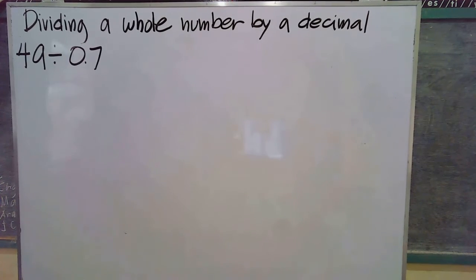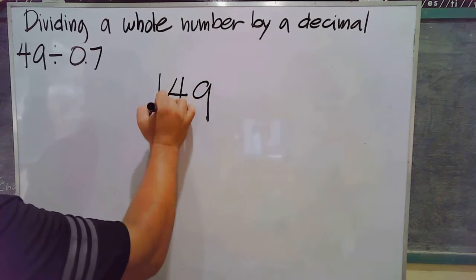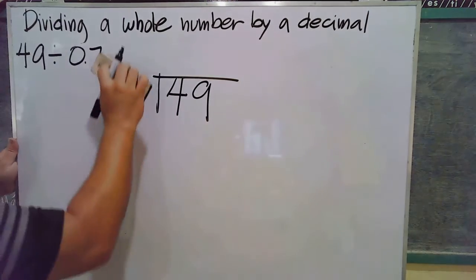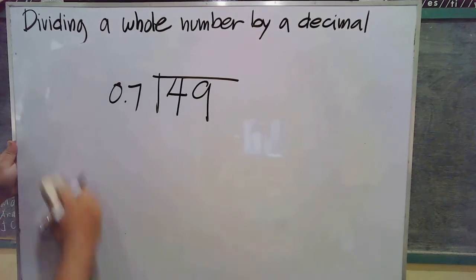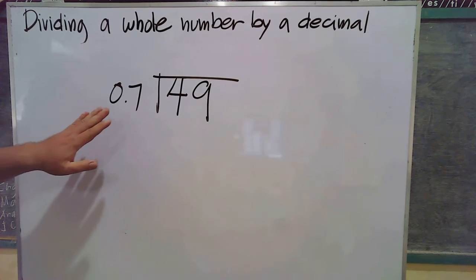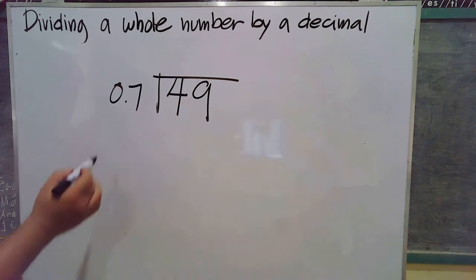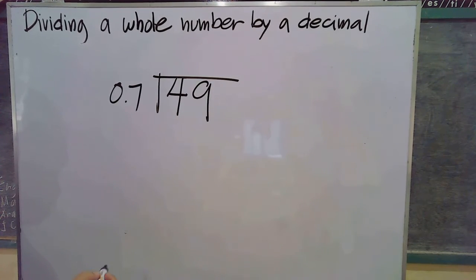So the same process. We are dividing a whole number by a decimal number. So let's arrange them. 49 here for our dividend and 0.7 for our divisor. To divide them, first we're gonna make the decimal number into a whole number. How? By transferring the decimal point to the rightmost of the number, so that it becomes a whole number.